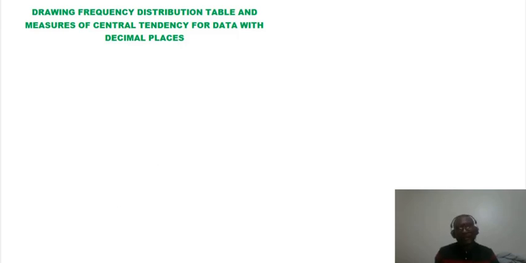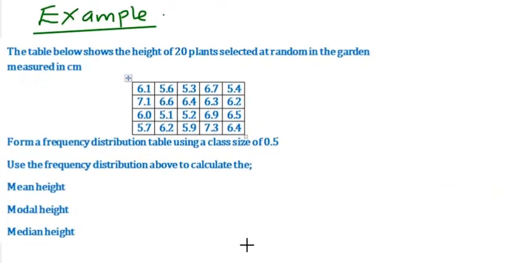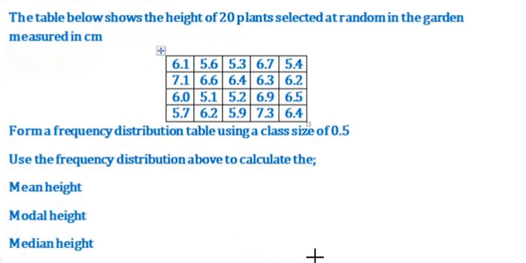For now, we can start with a guiding example. The table below shows the height of 20 plants selected at random in the garden measured in centimeters. Here is the table, and then they need us to form the frequency distribution table using a class size of 0.5. And after that, we need to use the frequency distribution table that we have drawn to find the median height, the mean height, and the modal height.